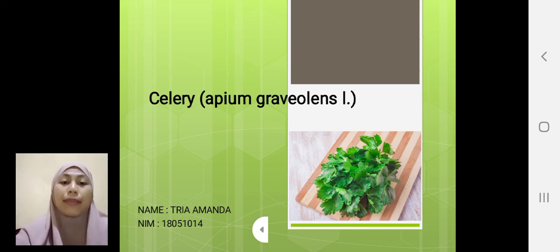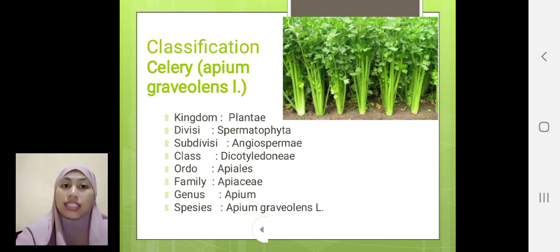NIM 18051014. Here I'm going to present the material on celery plants to all of you. Celery, Apium graveolens. Classification: Kingdom Plantae, Division Spermatophyta, subdivision Angiospermae, class Dicotyledonae, order Apiales, family Apiaceae, genus Apium, and species Apium graveolens L.